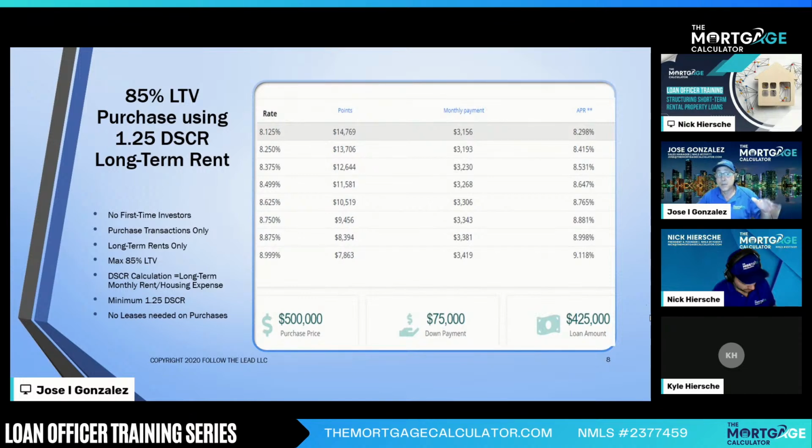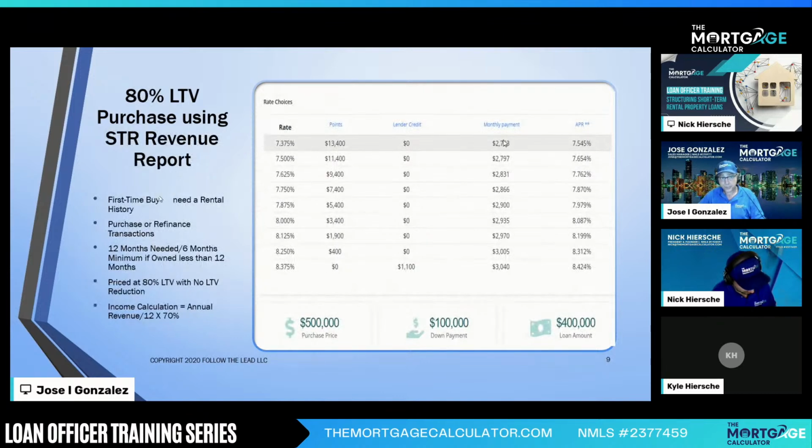So our first option would always try to be our 85% LTV option, taking those considerations, right? So now we go to another option, 80%. Now, mind you, this could say two things. It could say 80% LTV purchase using short-term revenue report, which is what it says here, short-term rental revenue report. But the same exact option is applicable for long-term rent.